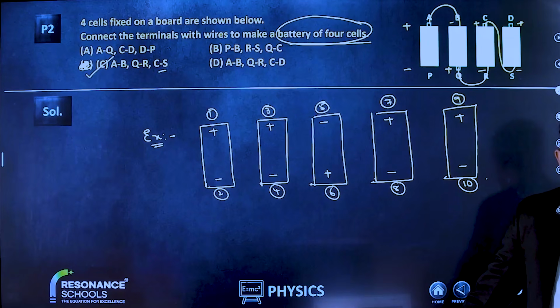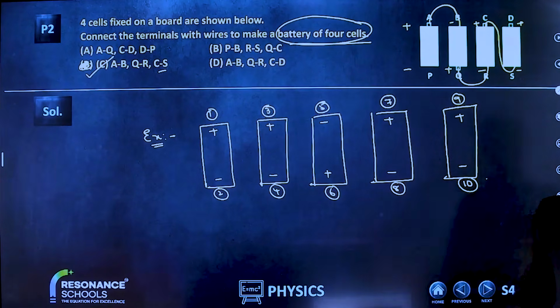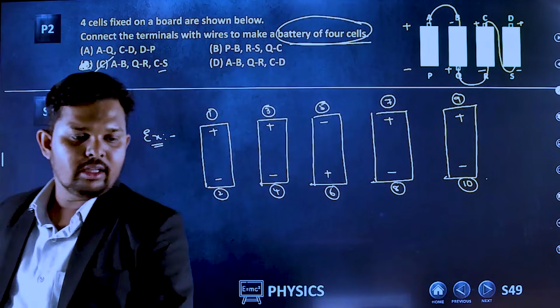Okay. Yes, there are 5 cells. Someone is saying 1, 4, 5, 8, 1, 0. Someone is saying 1, 4, 6, 8, 9. Okay. Fine. Let us come back to the answer. Everyone is giving the answer.